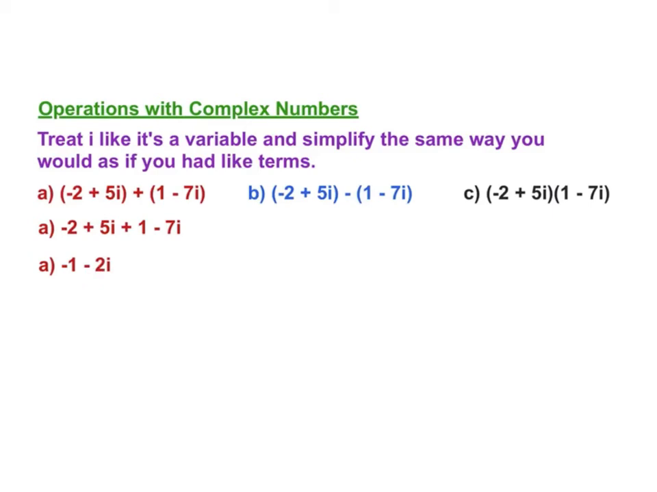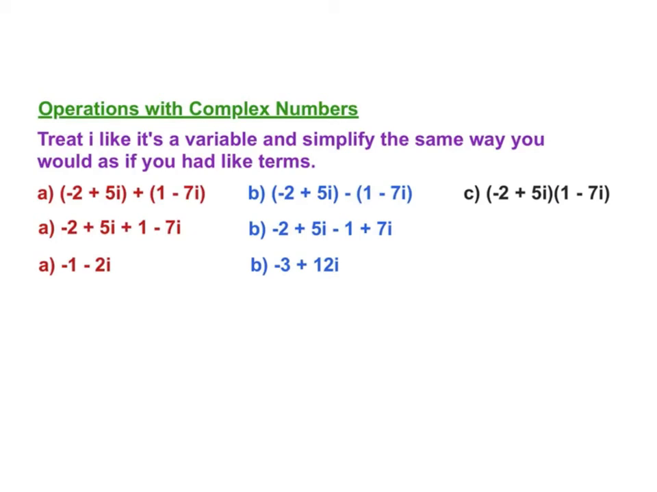Now, the second one, I'm subtracting. So the only difference here is that I have to distribute this negative, which makes this negative 1 plus 7i. How many did that? Okay, good. So now I have negative 2 and negative 1, which is what? Negative 3. 5i plus 7i. 12. So negative 3 plus 12i. How many have that? Good. Okay? Now, notice that both of these final answers are in a plus bi form, even though in this case it's a minus. Right? It's sort of like the b is negative 2.